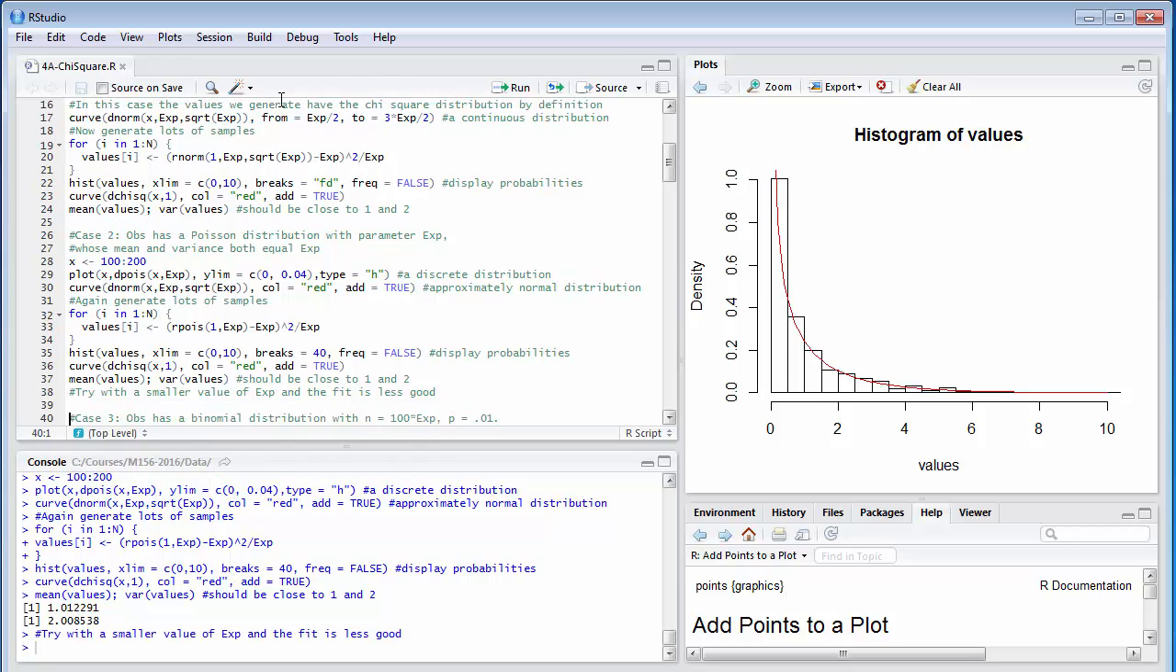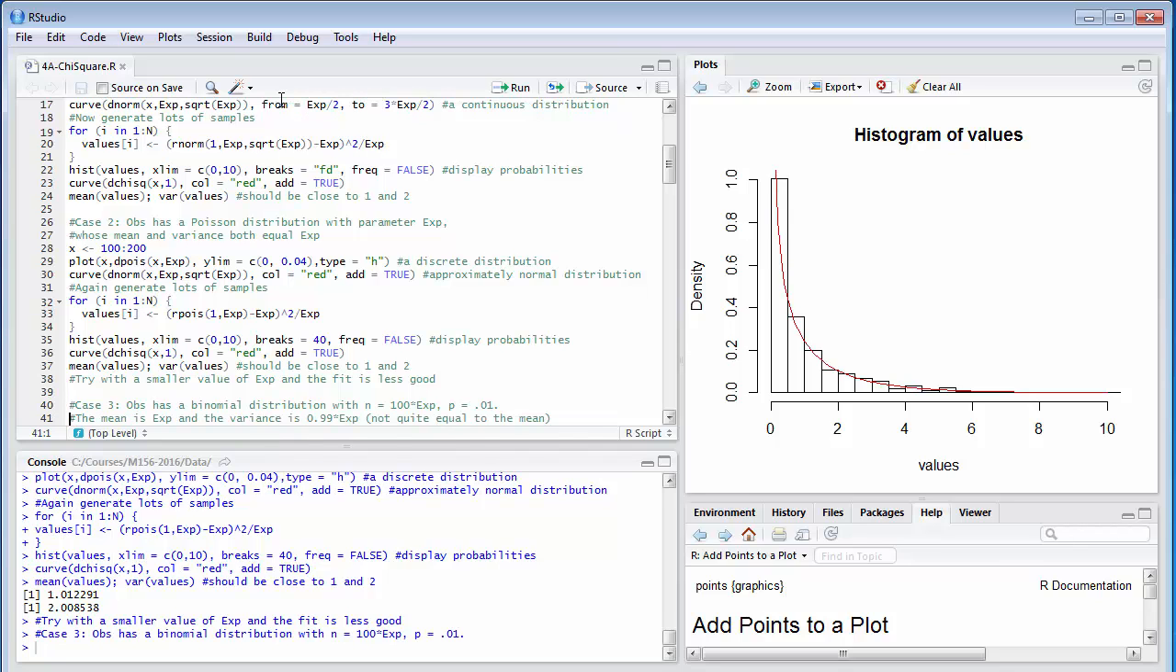Let's try again with a binomial distribution. This time I'm going to make a binomial distribution where the number of trials is 100 times the value exp, but the probability of success is only 1%. So the expected number of successes is exp. The variance, as you know, is a little bit smaller. It's only about 99% as large.